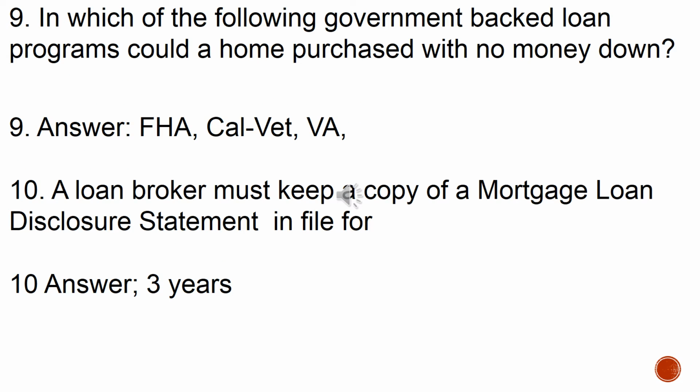Question number 9. In which of the following government-backed loan programs could a home be purchased with no money down? Answer, FHA, CalVet, and VA.